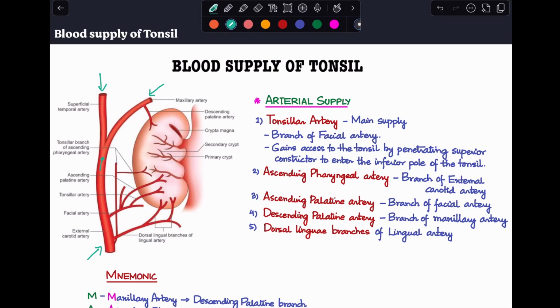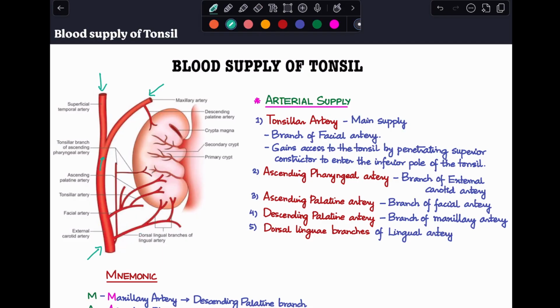So first one is the ascending pharyngeal artery. You can see this artery over here which is going up like this. This is the ascending pharyngeal artery, and it gives off some tonsillar branches to supply the tonsil. So that is our first supply. Second, we have the lingual branch coming from the external carotid artery. This is a lingual branch, and the lingual artery itself gives dorsal linguae branches to supply the tonsil. So this is our second one over here.